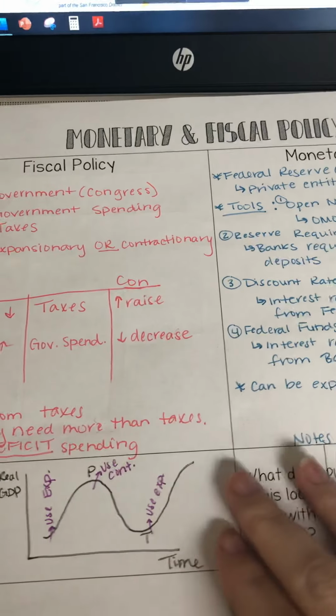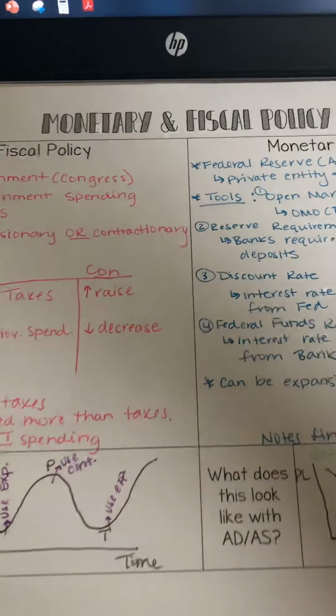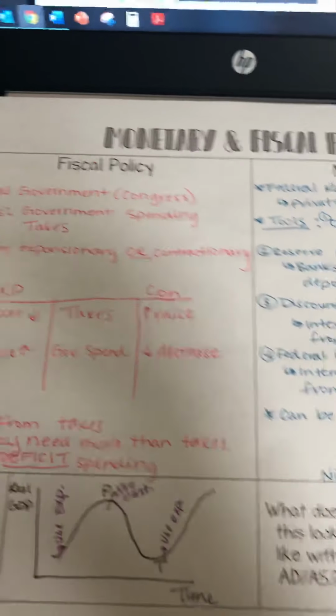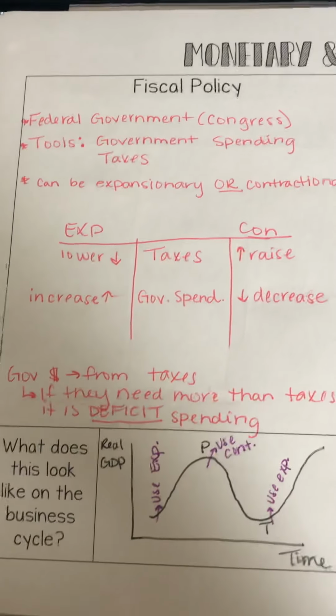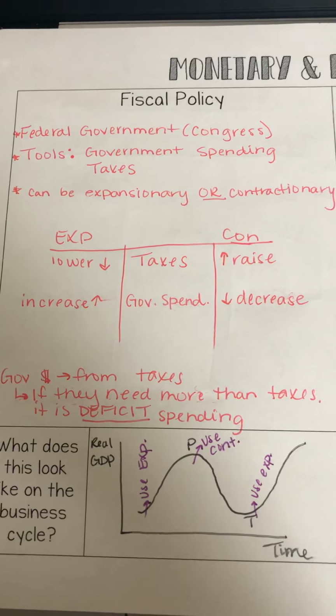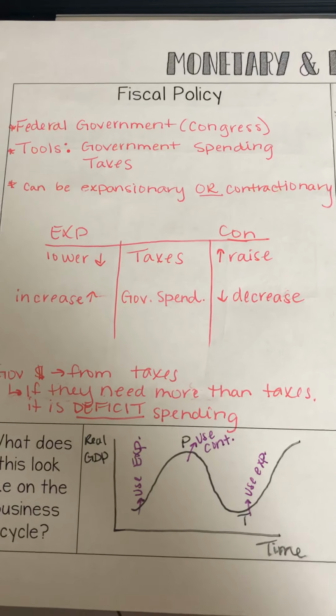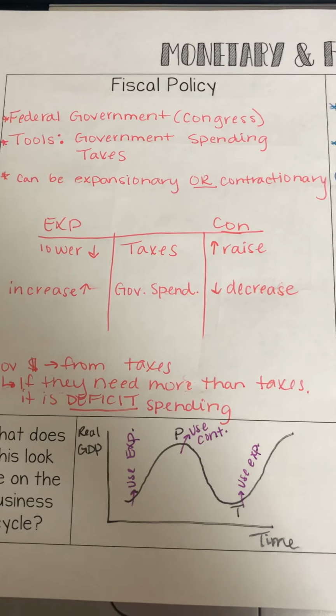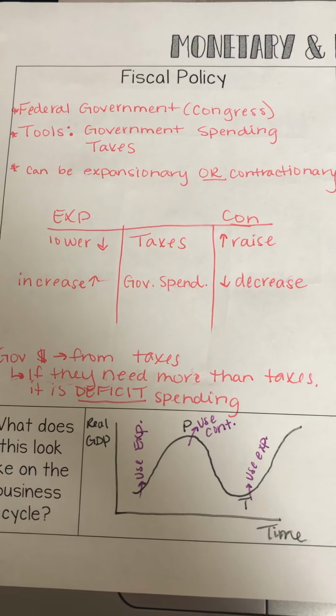All right, guys, so today we are going to talk through fiscal and monetary policy and make sure you understand how this works. So, looking at fiscal policy first, fiscal policy is controlled by the federal government, specifically Congress. So, the president can make suggestions, but really Congress is going to be controlling the government's response to the economy.